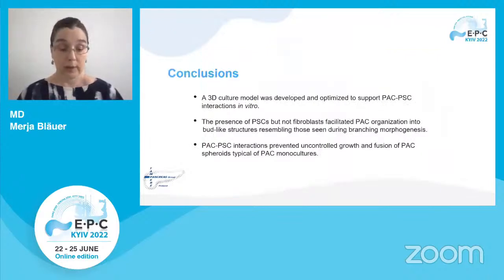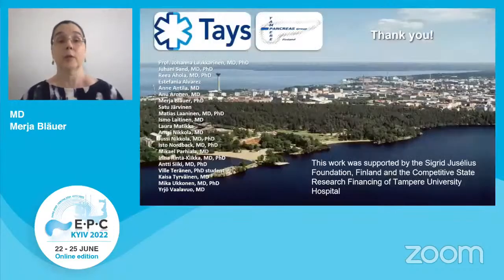In conclusion, a three-dimensional culture model was developed and optimized to support acinar-stellate interactions in vitro. The presence of stellate cells, but not fibroblasts, facilitated acinar cell organization into bud-like structures resembling those seen during branching morphogenesis. Acinar-stellate interactions prevented uncontrolled growth and fusion of acinar cell spheroids, typical of acinar cell monocultures. Thank you for your attention.